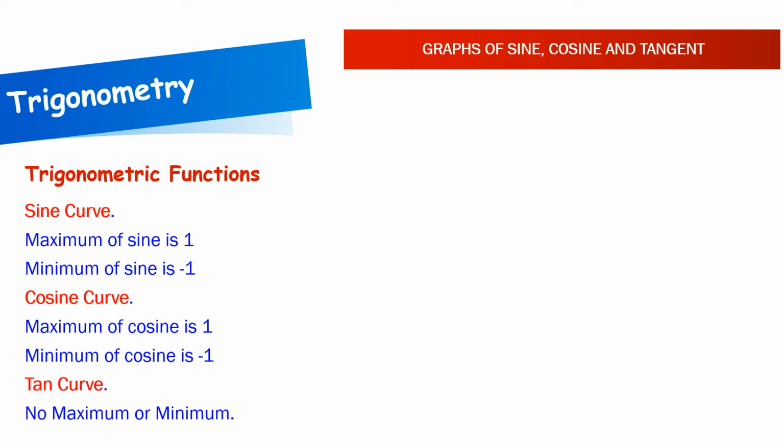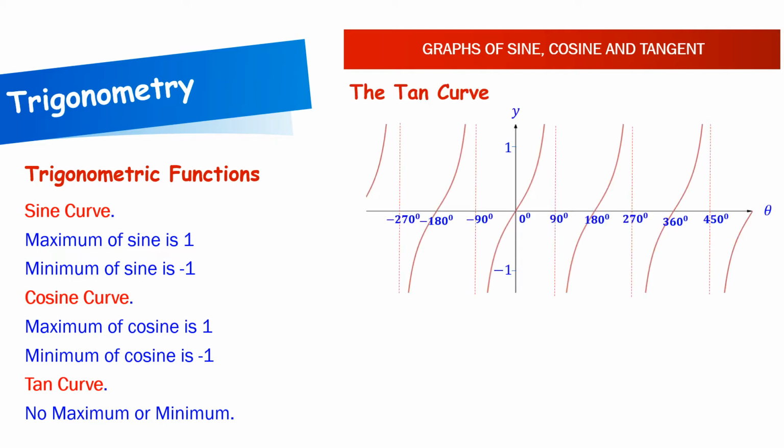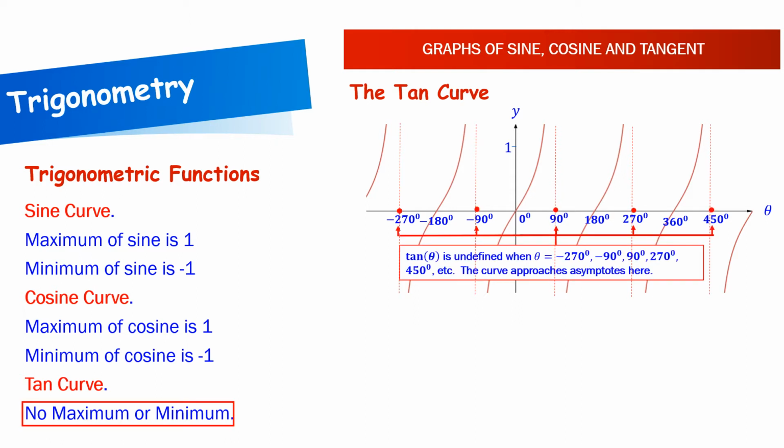We will also review the tan curve. The tan curve looks something like this, and it has no maximum or minimum. Tan theta is undefined when theta equals -270 degrees, -90 degrees, 90 degrees, 270 degrees, and so on, every 180 degrees essentially. And the curve approaches the asymptotes here as shown.